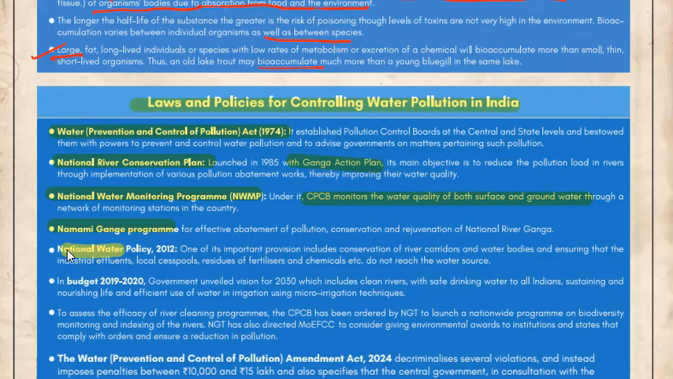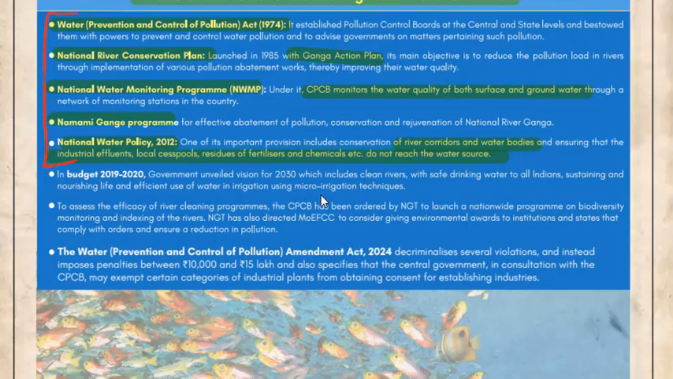Next is National Water Policy 2012. One of the important provisions includes conservation of river corridors and water bodies, and ensuring that industrial effluent, local cesspools, fertilizers and chemicals etc. do not reach the water sources. Means it is avoiding pollutants reaching the water body.